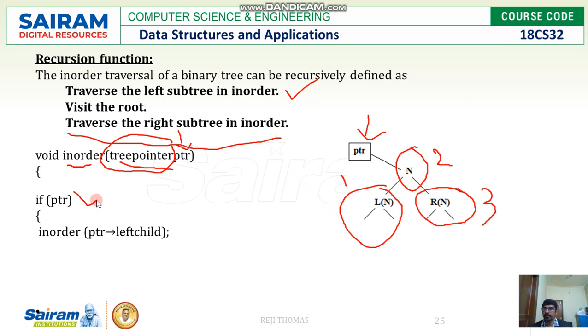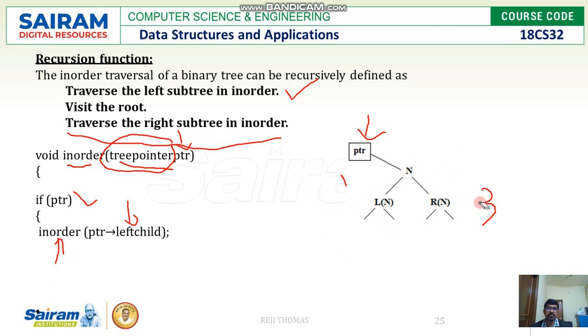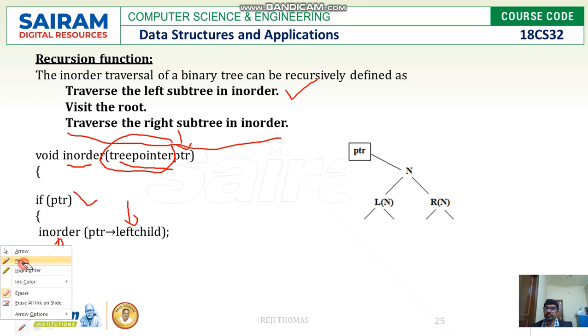If it is true, what you do is you visit the tree's left subtree in order. So it's a recursive call. Please do remember this: inorder of ptr left child. Now what happened? This ptr will point to the left subtree. So let us erase all the things, and we should make sure that now this ptr will point to the left subtree.